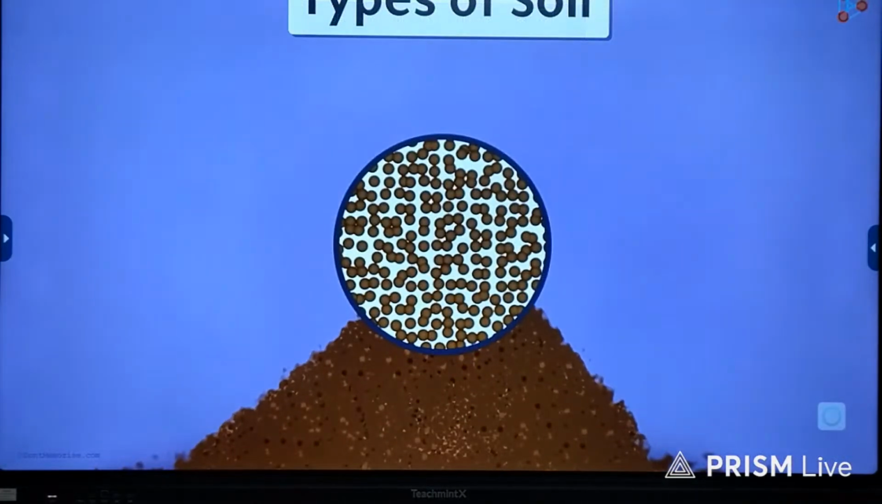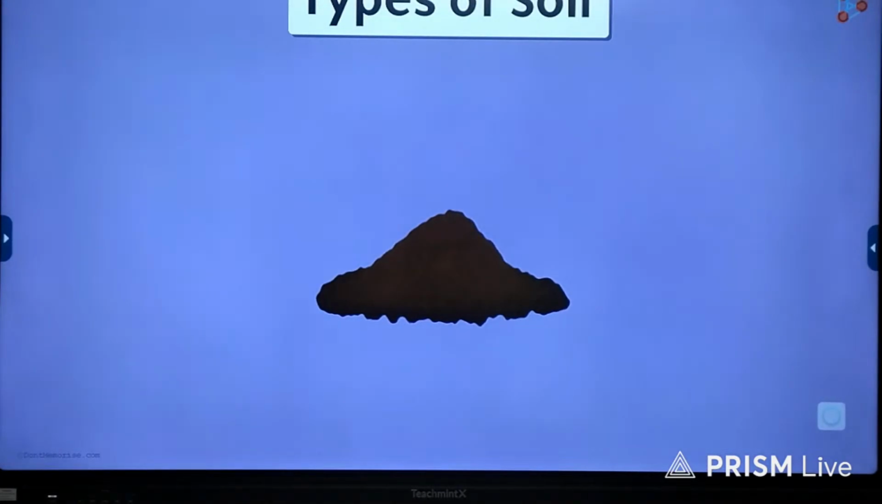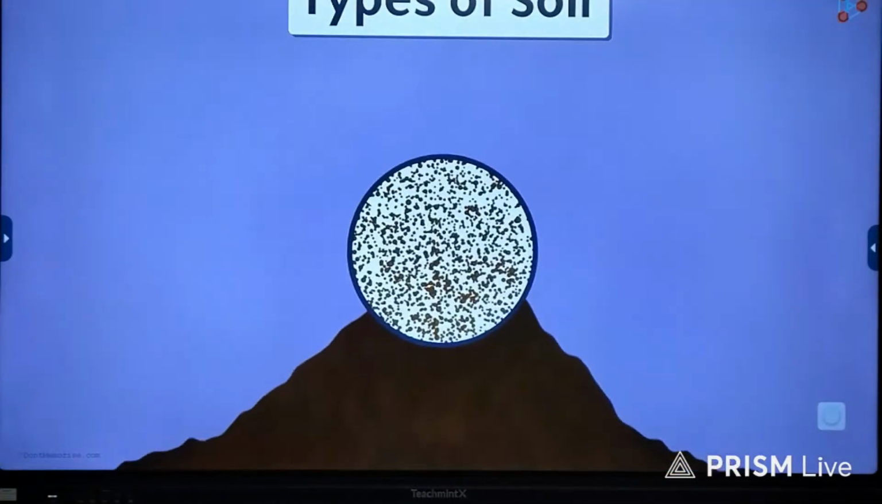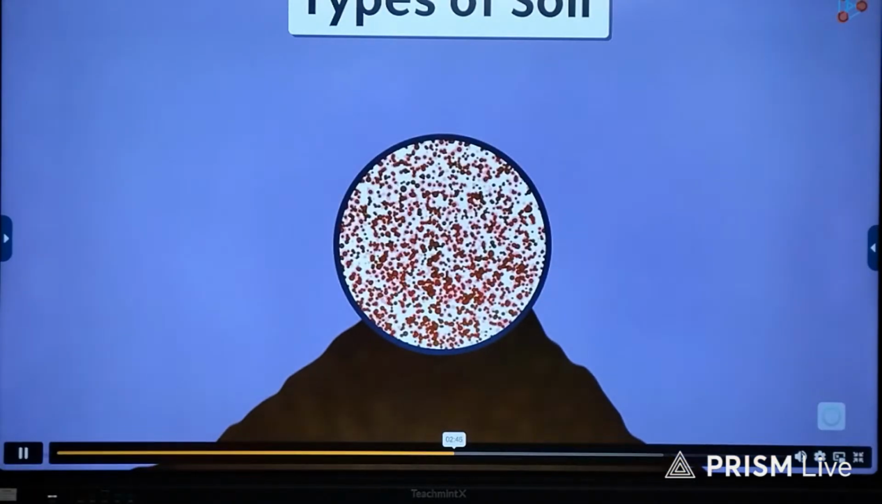Do you notice that the particles are too small and not at all like the sand particles? This soil type is called silt. Silt has particles smaller than sand and also less space between them. That's the reason why silt has the capacity to hold some water. The next category is the soil which has extremely fine particles in it.